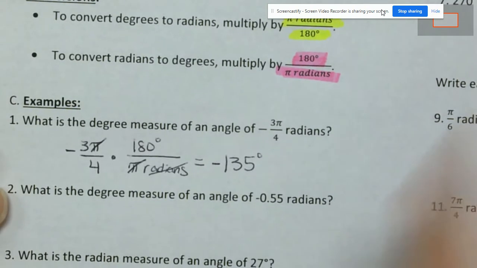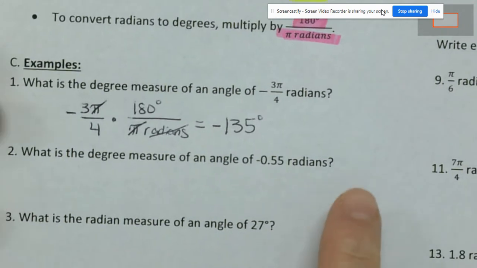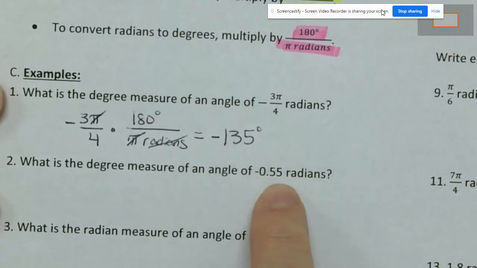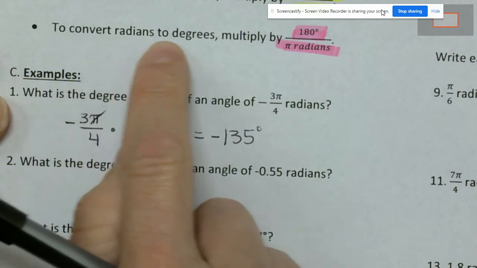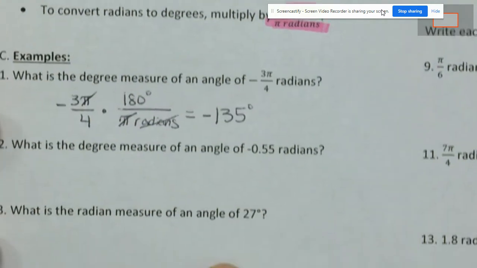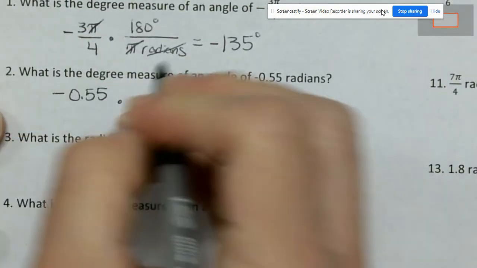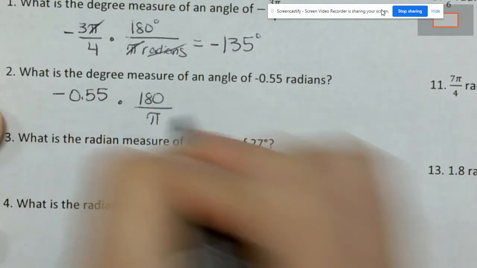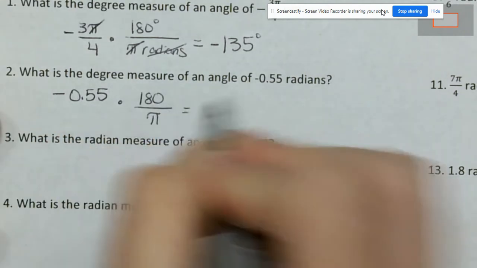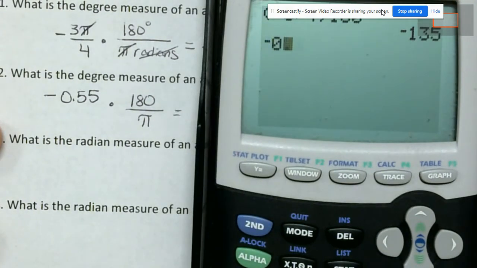Okay, let's look at the next one. What is the degree measure of an angle negative 0.55 radians? They give me radians, and I need to convert to degrees. So again, that's this pink highlight here. To convert radians to degrees, you multiply by 180 over pi. So we're going to do negative 0.55 times 180 over pi, and we're going to key this entire thing into our calculator. Negative 0.55 times 180 divided by pi.